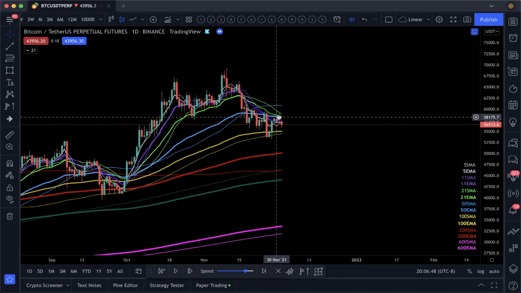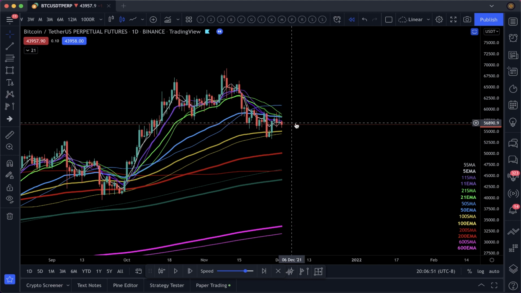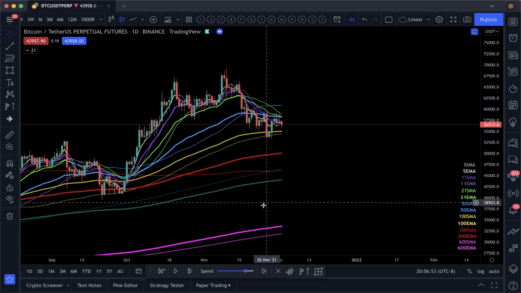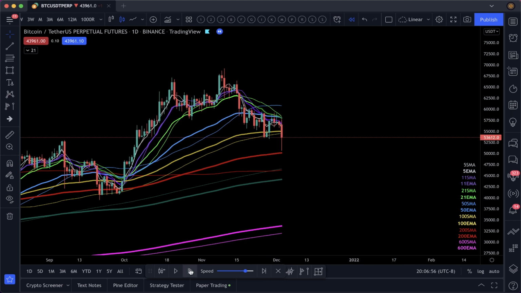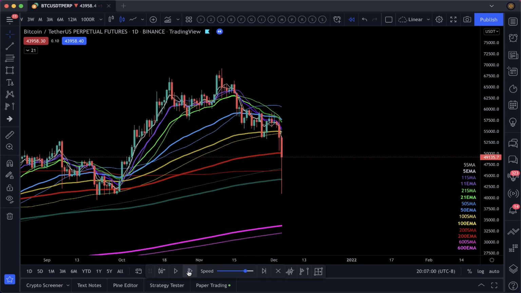Right here, they were trying to save this 21 from crossing the 50. Couldn't do it. Bam. Knock down to your next support, which is your 200. Bam. All the way down to your 350. So once this failed and the 21 crossed below, that's bearish. Usually, especially on these higher time frames, it likes to go level to level.